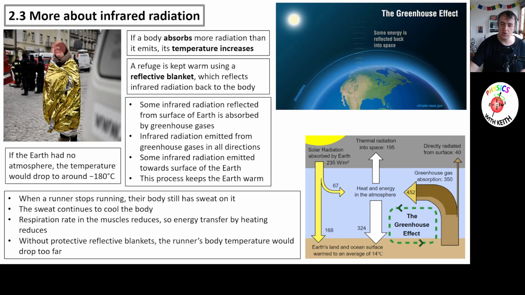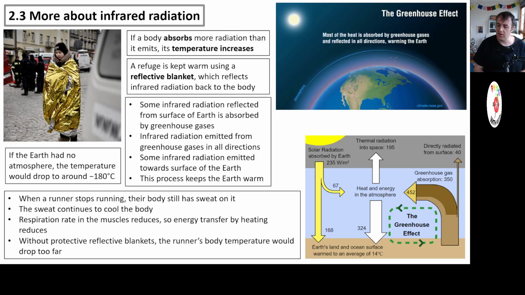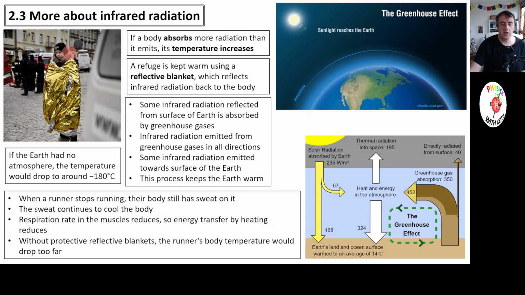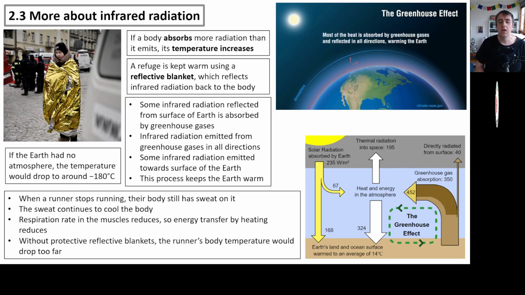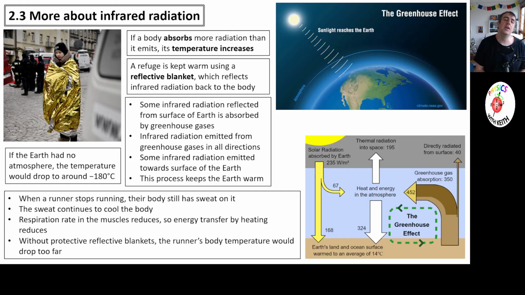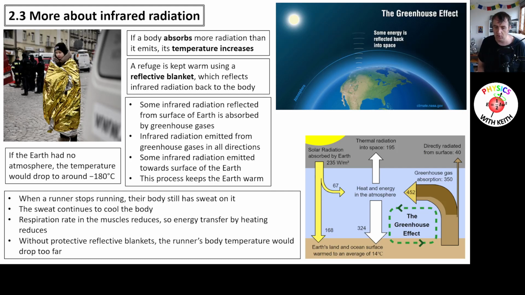So here's a refugee. Don't know who it is. This image was taken from Wikipedia. It's used under Creative Commons license, like all the images in my stuff is. They're cold. In order to prevent them from radiating too much of their heat away so that they cool down too much and perhaps even suffer hypothermic shock, we're going to wrap them in a reflective blanket, a foil blanket, which reflects that infrared radiation they've emitted back so they can reabsorb it, preventing them from getting too cold.